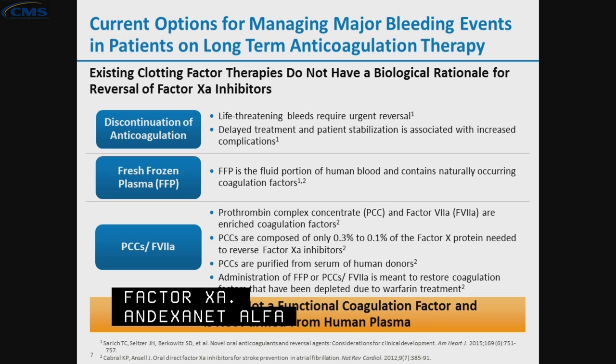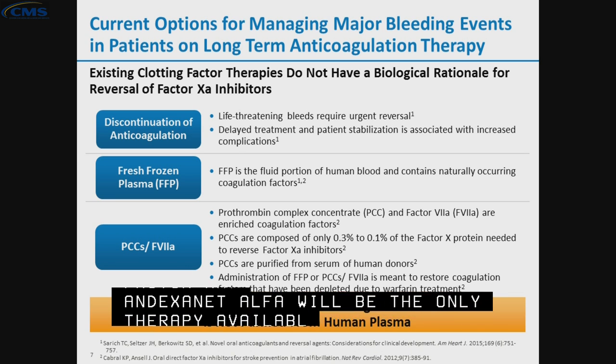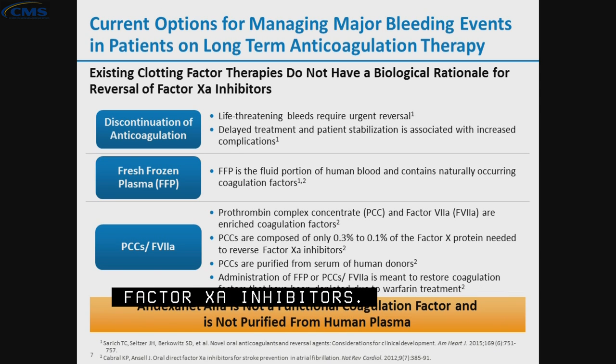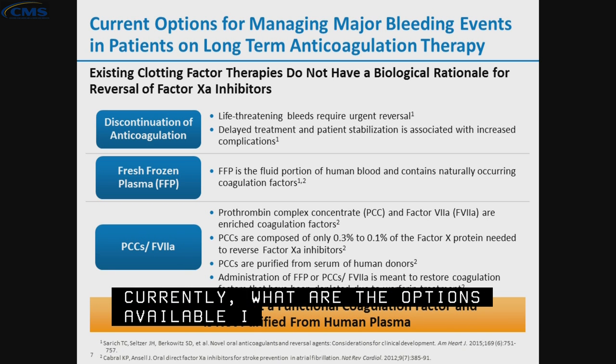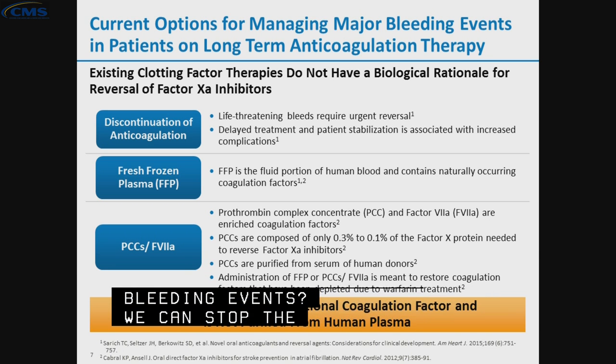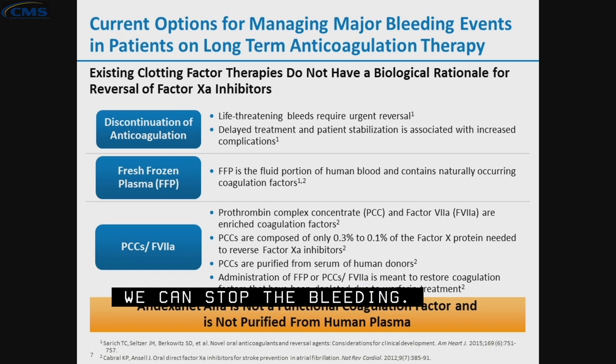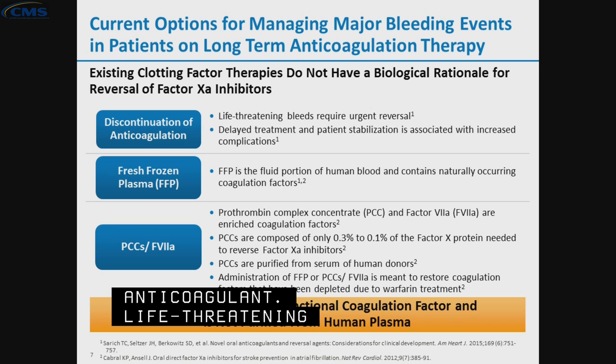So currently, what are the options that are available in clinical care for patients who come in with bleeding events? Well, we can obviously stop the bleeding. We can stop the use of the anticoagulant. Life-threatening bleeds do require urgent reversal, but just simply stopping it causes us to delay treatment and patient stabilization, and that in itself is associated with complications.